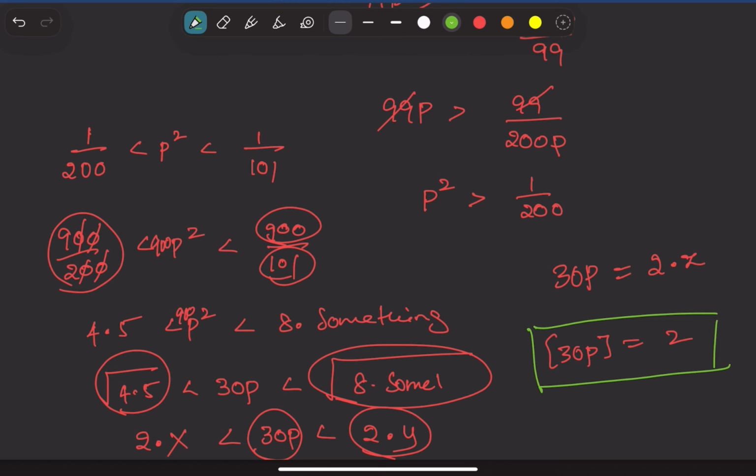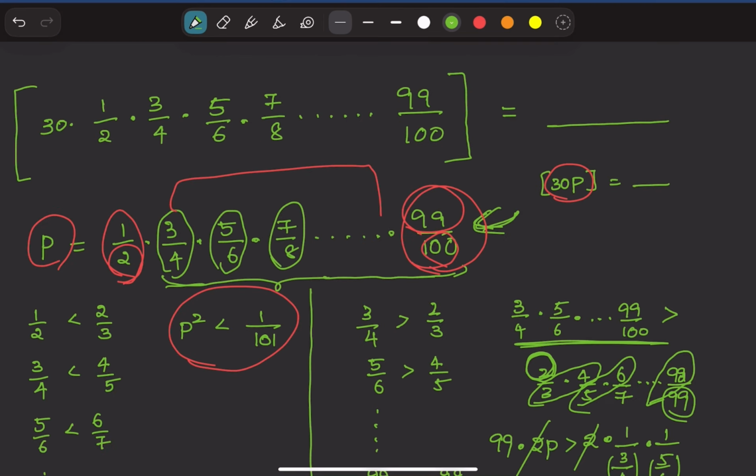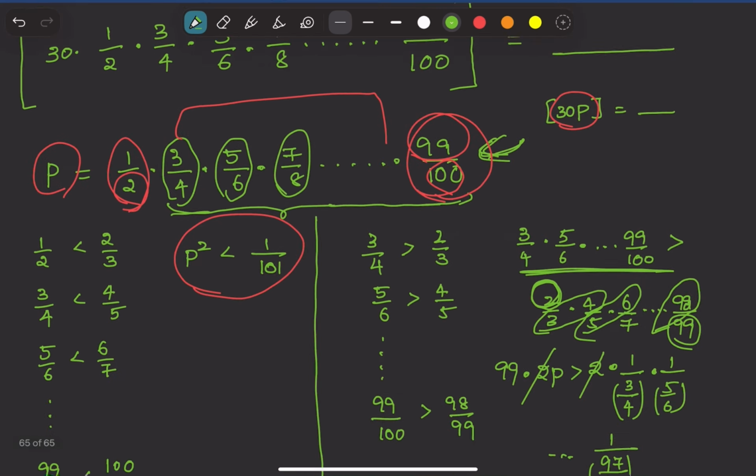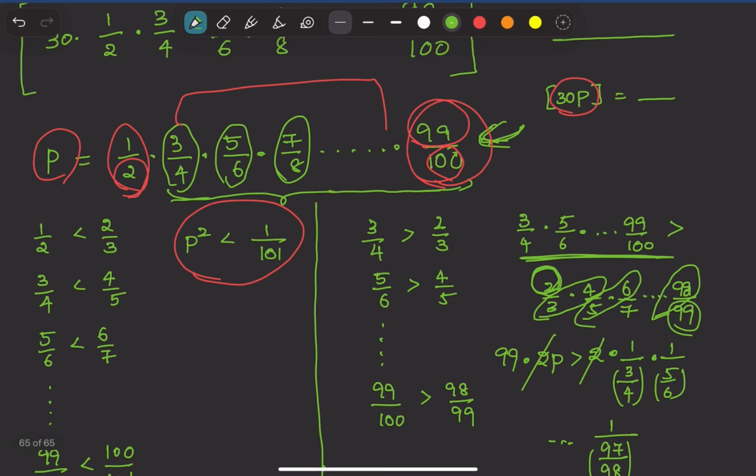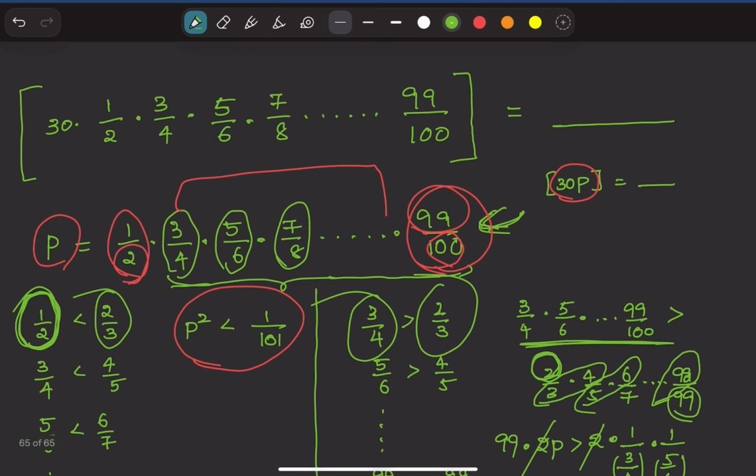Isn't this question beautiful? What do you have to know to solve this question? Nothing. You don't have to know anything. You just have to know that 1 by 2, which is 0.5, is less than 0.66, and 0.75 is greater than 0.66. That's all. If you know that, and if you are able to think a bit about this question, spend some time on it, you will be able to crack it, and you'll get a lot of joy once you solve these questions on your own.